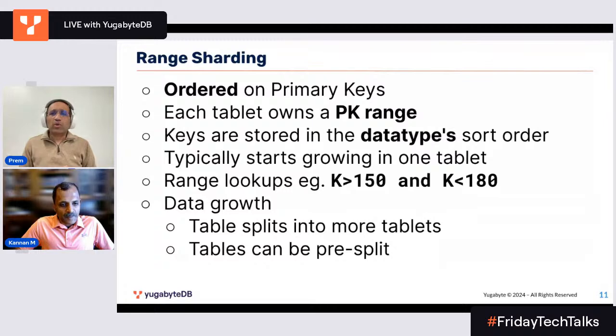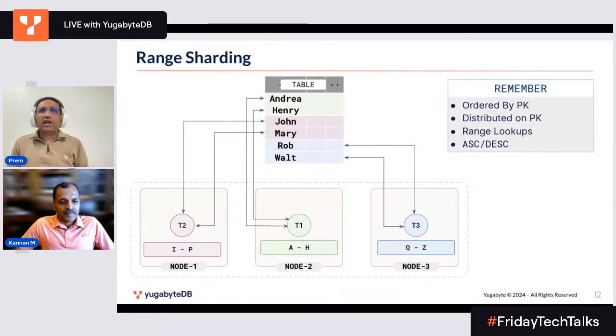Because of this, contiguous keys are together. For example, 1, 2, 3, 4 may be in the same tablet as they are stored in the corresponding data type's order. Typically, data could start growing in one tablet before growing into another. This is great for range lookups and point lookups. So take a look at this visualization.